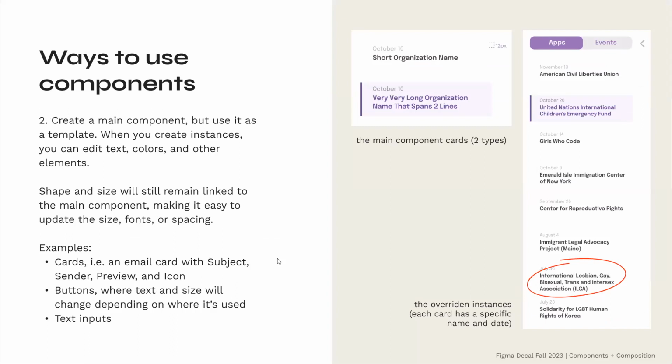The second way is going to be creating a main component by using it as a template. So when you create instances from a main component, you can edit text, colors, and other elements. Shape and size will still remain linked to the main component, making it easy to update the size, fonts, or spacing. So for example, cards, like an email card with subject, sender, preview, and icon. Buttons where text and size will change depending on where it's used, and also text inputs.